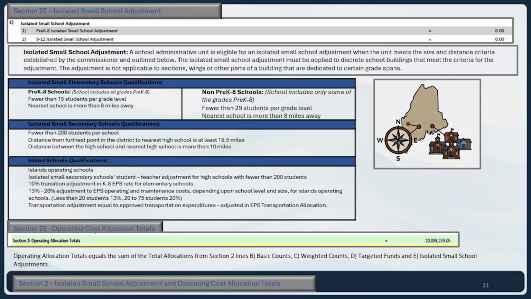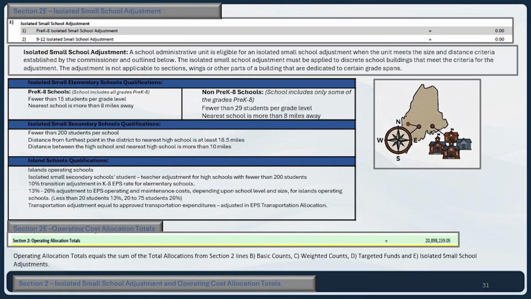Finally, in section 2, we have what we call the isolated small school adjustment. These are for schools that are both isolated and small. I'm not going to go through the whole process, but this is a manual process for us. We use Google Maps and student counts. So if you've closed a school, opened a school, sometimes we miss it. So please, if you think you may have an eligible school now, reach out to us and we'll do the calculation. It does have to meet these criteria, and you have to meet both isolated and small. Island schools are different. They have their own separate calculations as an island school.